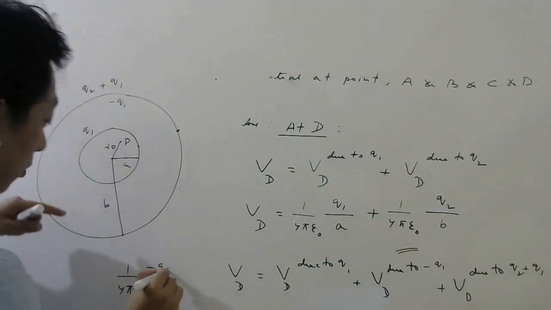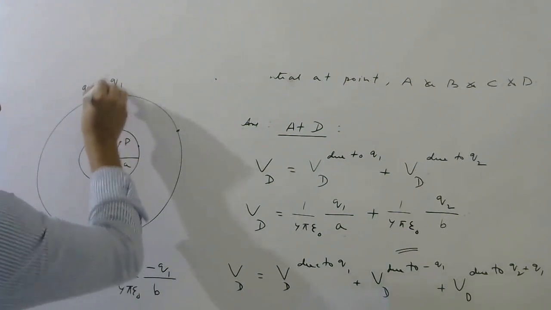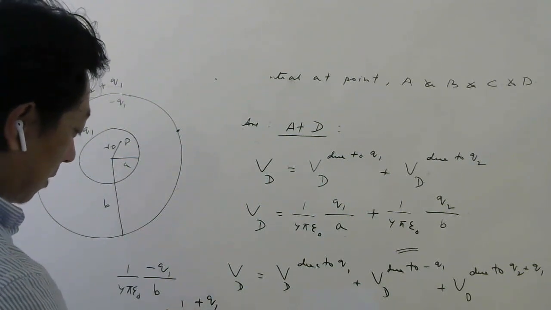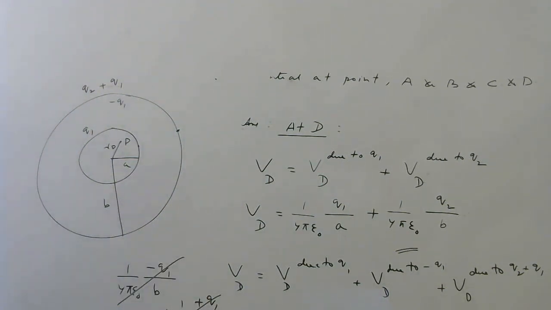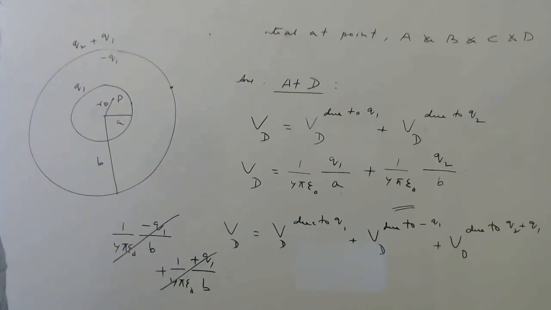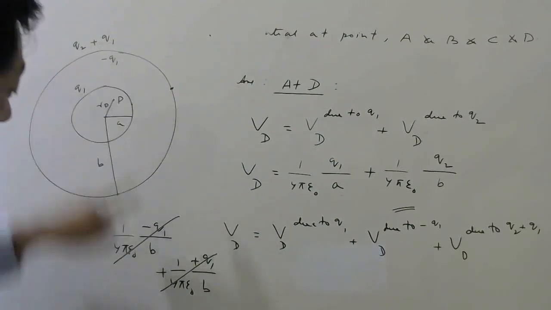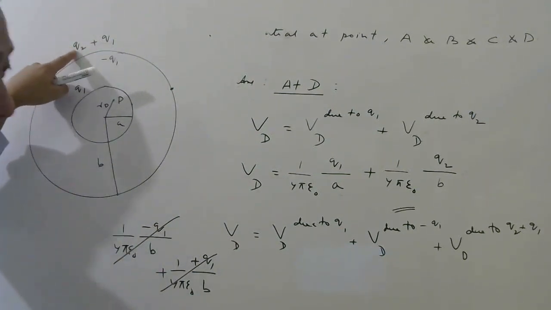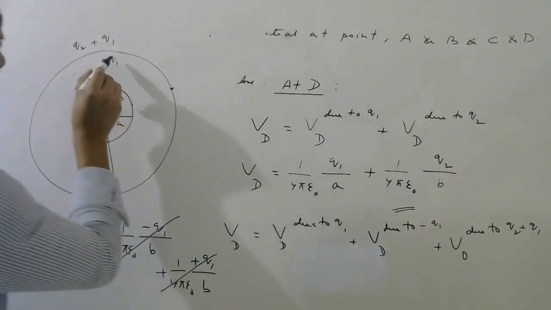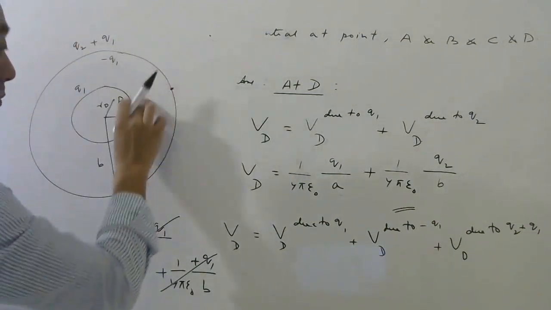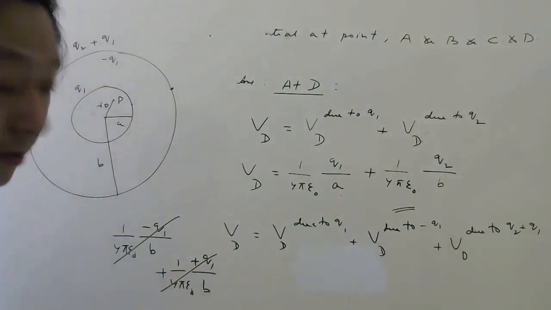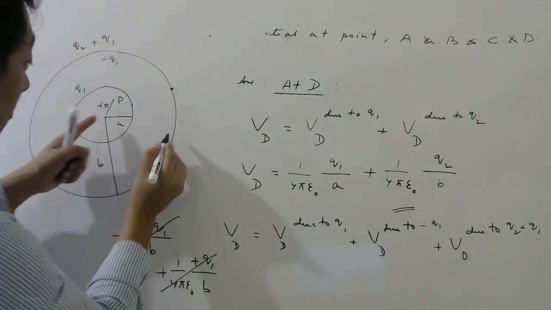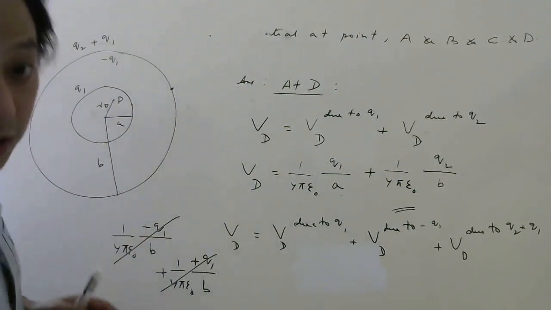Then when you calculate the potential due to this plus Q1, again you will get 1 by 4 pi epsilon naught times plus Q1 divided by B. So when you add, these two will cancel. Understanding or not? These two will cancel. So this is the potential due to minus Q1, this is the potential due to plus Q1, and this plus Q2 will also produce potential, right? That is what I have written here. But this minus Q1 and this plus Q1, whatever potential they produce, will cancel. Because if I say this radius is B, then this radius also will be B, because this thickness is very small.